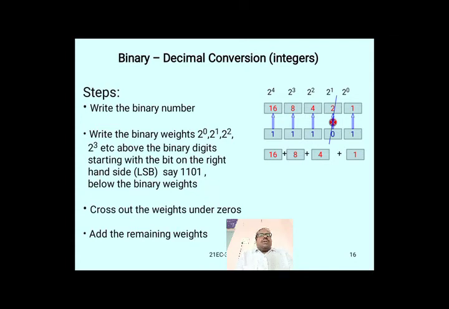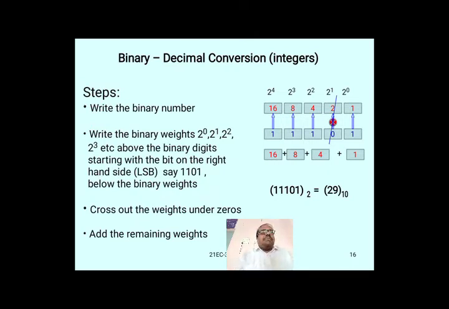I have given the steps clearly. Please make a note of it. Write the binary number first of all. Write the binary weights, 2 power 0, 2 power 1, 2 power 2, 2 power 3, 2 power 4, and so on, above the binary digits. Starting with the bit on the right-hand side, the LSB, write the weights below the binary digits. Cross out the weight under zeros and add the remaining weights.